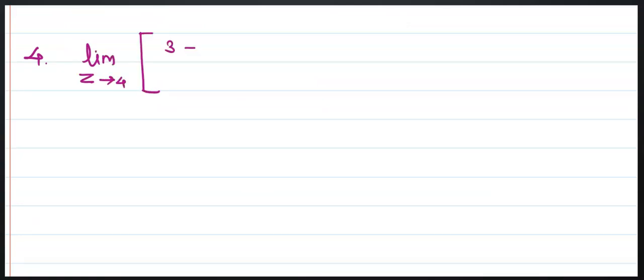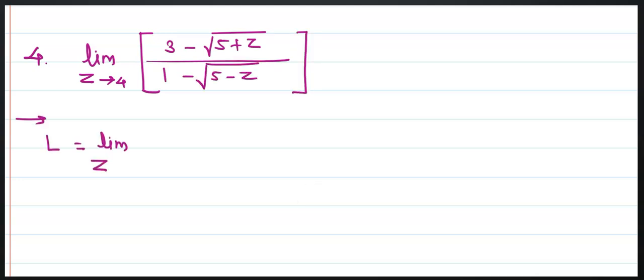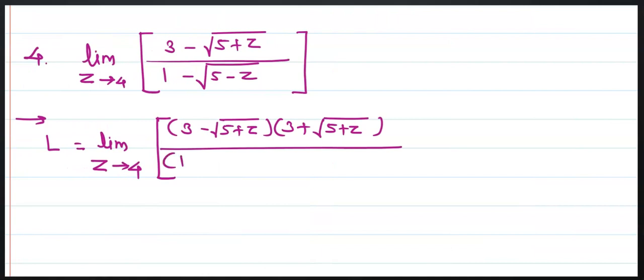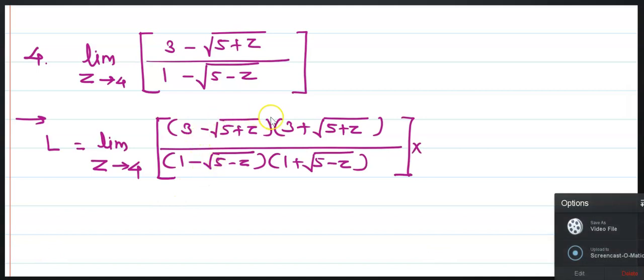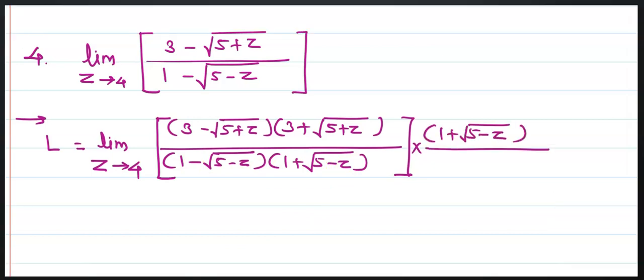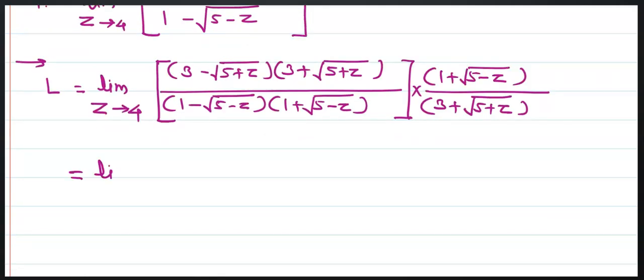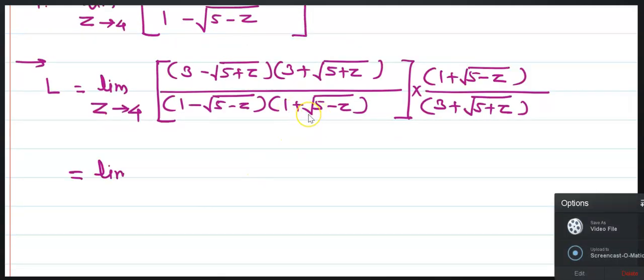Now the next problem, number 4. Limit z tends to 4, (3 minus root of 5 plus z) upon (1 minus root of 5 minus z). Here we will rationalize the numerator and the denominator. That is, we multiply by the conjugate of the numerator, 3 plus root of 5 plus z, and at the same time the conjugate of the denominator, 1 plus root of 5 minus z, to both the numerator and the denominator.